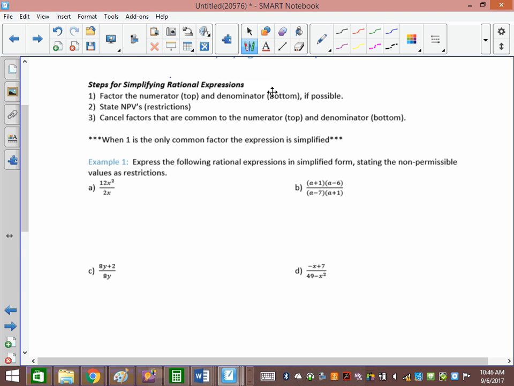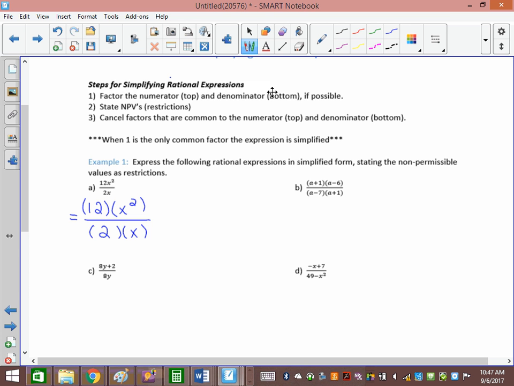So, express the following rational expressions in simplified form, stating the non-permissible values as restrictions. So on the top, we have 12x squared. I'm going to write them out in brackets, okay? Because they're not attached by plus or minus signs, correct? So I have 12 in brackets, so this equals 12, and x squared in brackets. And then on the bottom, I have a 2 and an x.